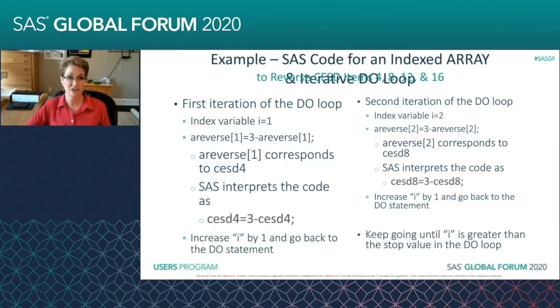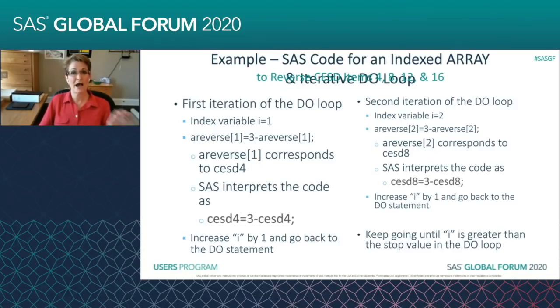And so we're going to go through what each iteration looks like as we step through this array. On the first iteration of the do loop, the index variable value is 1. So we're going to take the first item in A reverse, the array A reverse, item 1. We're going to take 3 minus A reverse item 1. Now A reverse item 1 corresponds to CESD 4, and SAS interprets this code as CESD 4 equals 3 minus CESD 4. It increases the index variable I by 1 and goes back to the beginning of the do statement because I have hit the end of the code before the end statement.